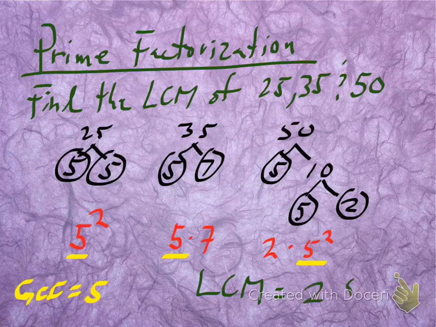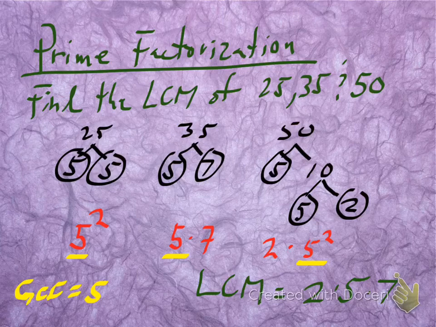So I have a 2, a 5, and a 7. It doesn't matter which ones they occur in, but we need at least a 2, a 5, and a 7, because those are the 3 prime factors that appear in any of the numbers. It doesn't matter if it appears in 1, 2, or all 3.